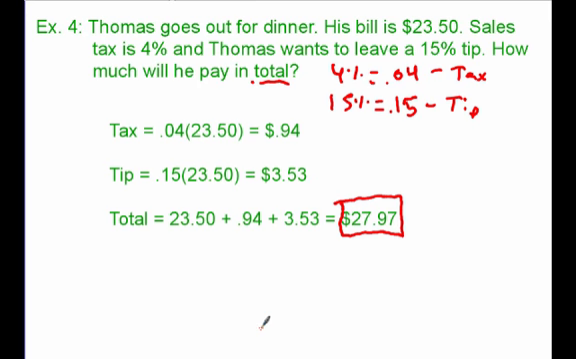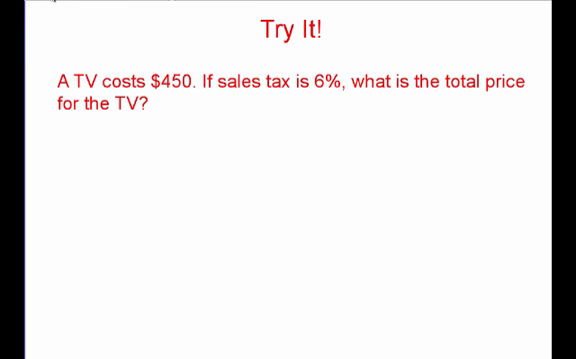So I'm going to leave you with your try it problem for tonight. It says a TV costs $450. If sales tax is 6%, what is the total price of the TV?